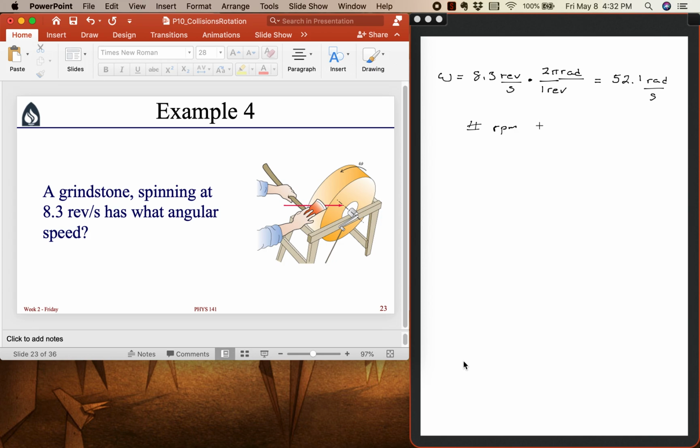And if we were told that we had some number of RPMs, well, RPMs is the same as revolutions per minute, and in that case, we would use the same strategy of changing revolutions to radians, and then we know that 1 minute is equivalent to 60 seconds. And so that's how we would go from revolutions per minute, or RPMs, to radians per second.